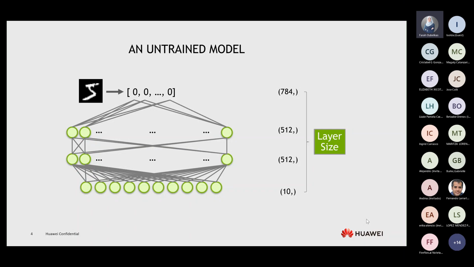So if we have to actually calculate the number of connections in this model, how can we calculate this? Do you have any idea?